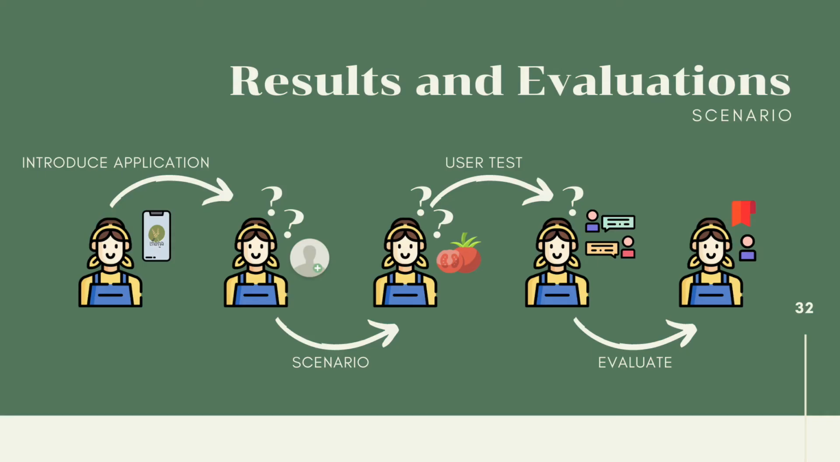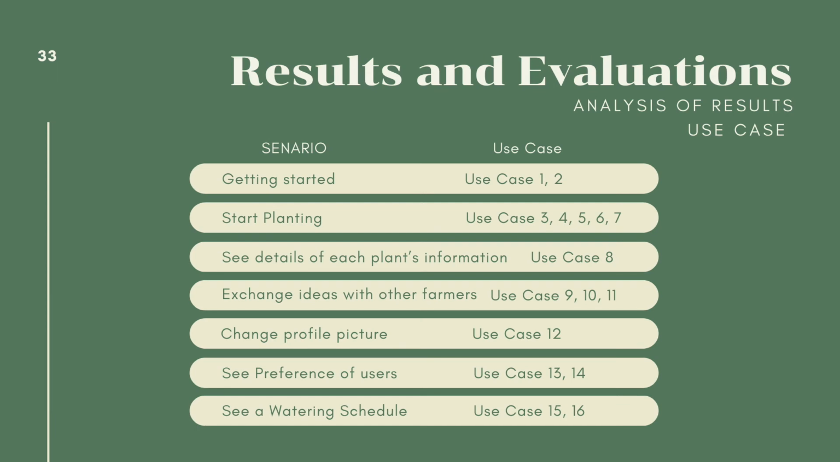This slide is result and evaluation. When we conducted user testing using the application, we provided a scenario that covers all use cases of the system and observed how users interact with it. Then we brought that data for analytics. The scenario has the following: getting started, start planting, see detail of each plant's information, exchange ideas with other farmers, change profile picture, see user preference, and see a watering schedule.